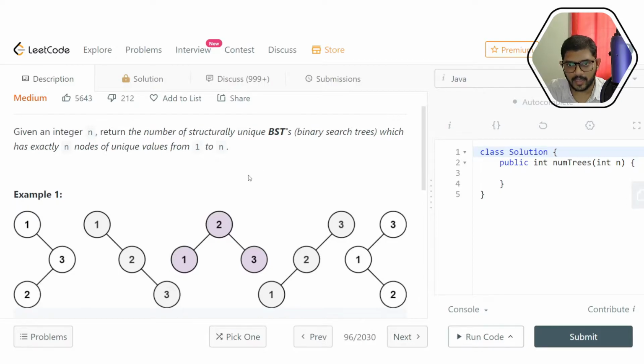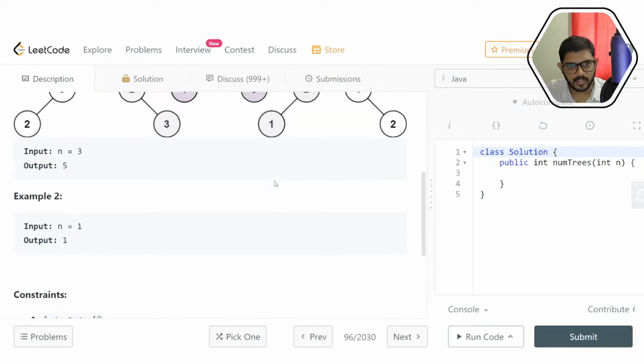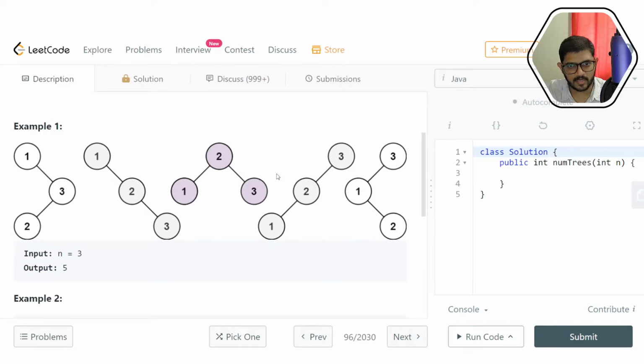Okay, so they have given just 2 examples, and these 2 examples are not enough to understand properly. So in a while, we will head over to the whiteboard to see more examples and understand this problem better. So what is the first example given? The input is n equal to 3 and the output is 5. So these are the 5 structurally unique BSTs we can form having exactly 3 nodes, and the node values are the numbers ranging from 1 to 3.